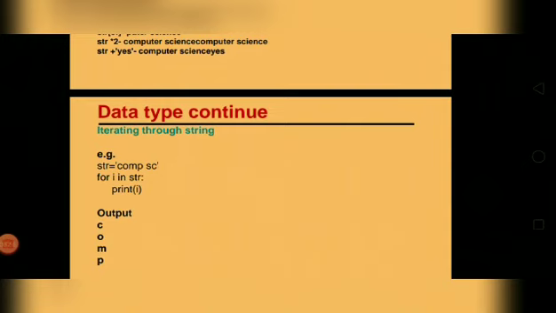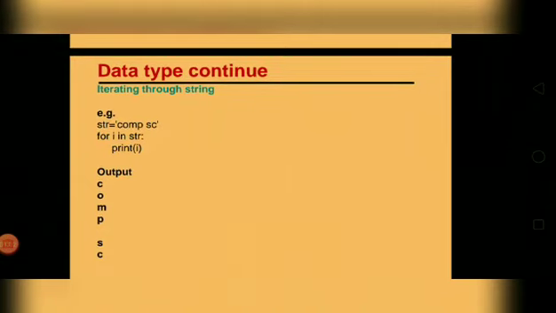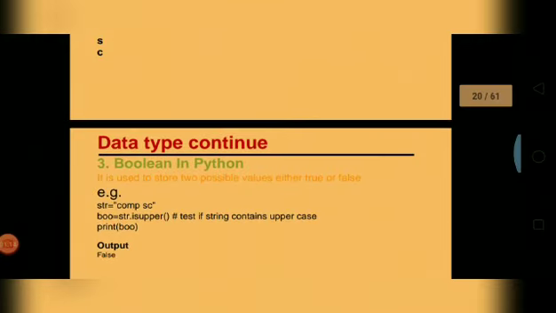Next, you can see the data type continues. In this you can see we are taking a for loop, as you know how to see the value. So i will show you every character. So print will show every character on a new line. So see the output, computer science.